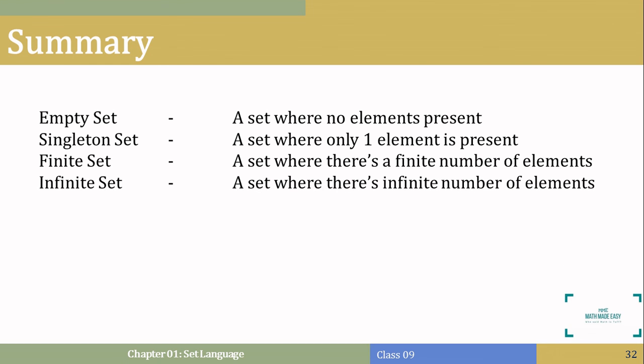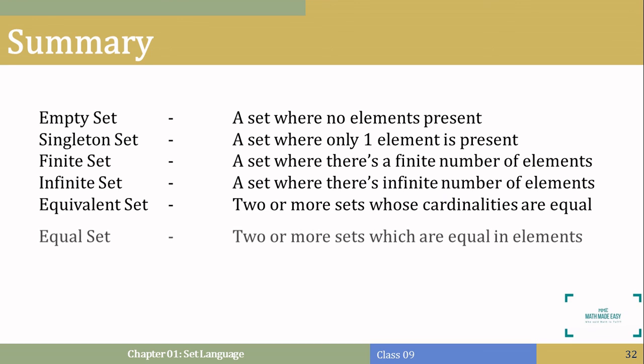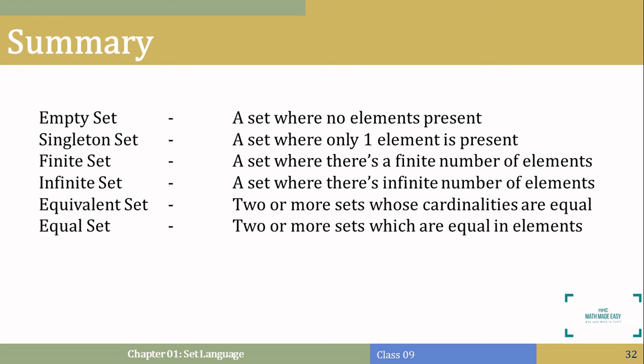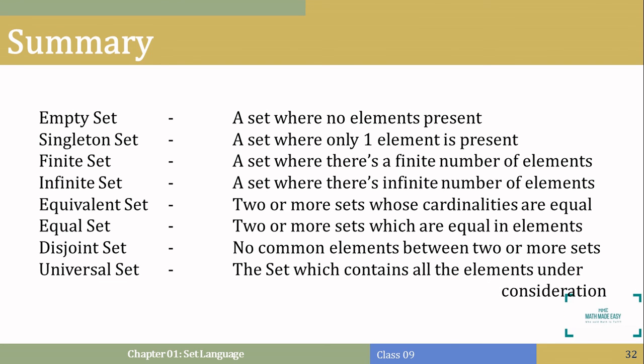When two or more sets have the same cardinality, those sets are called equivalent sets. Two or more sets which are the same in elements are called equal sets. Disjoint sets are two or more sets that don't have common elements between them. And a universal set is the set which contains all the elements under consideration.